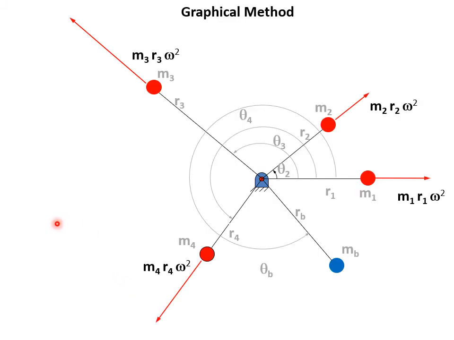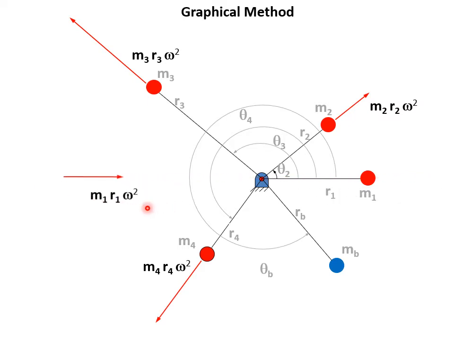Now we go for the graphical method. In the graphical method, we once again make this diagram. This is known as a space diagram. And then we try to make the vectors. The length of each vector is taken equal to mr. So for this vector it will be m1 r1, for this vector it will be m2 r2, for the third vector it will be m3 r3, and then they are drawn at the corresponding angles.